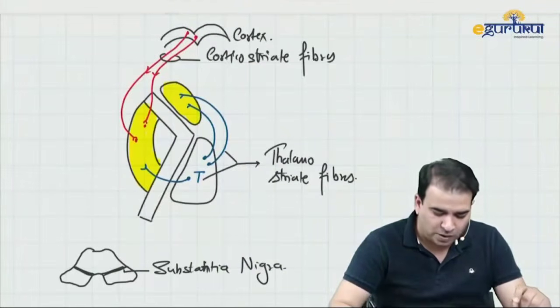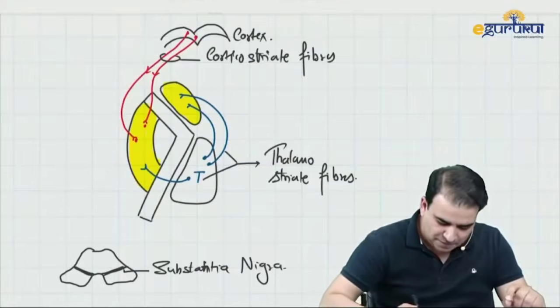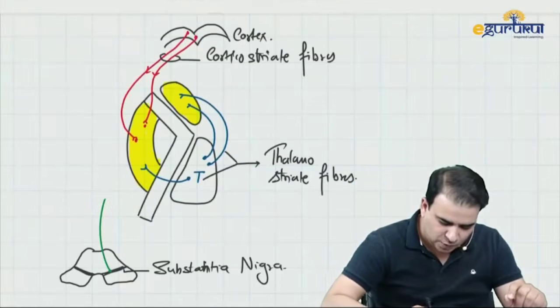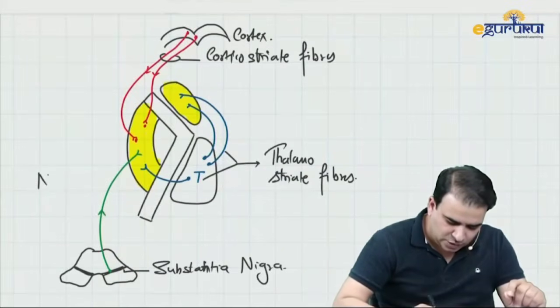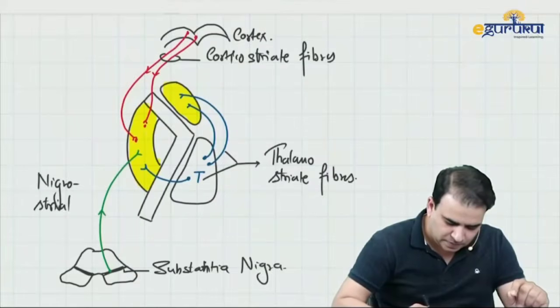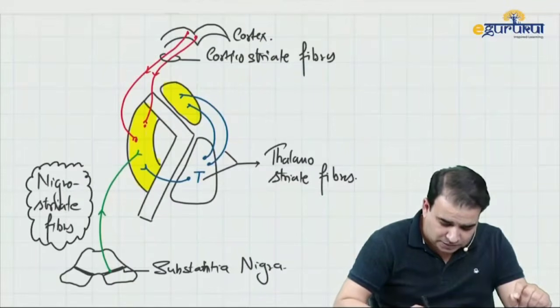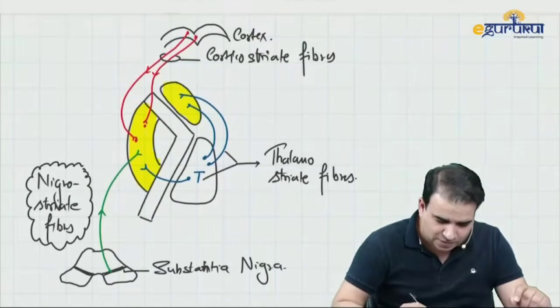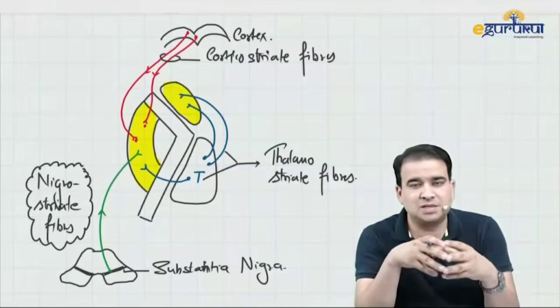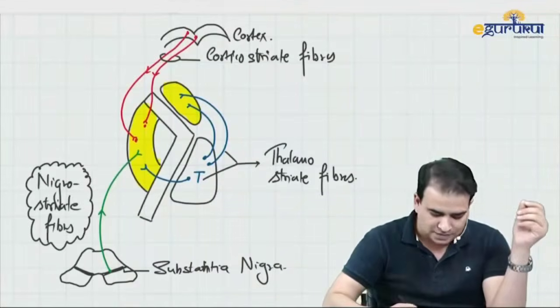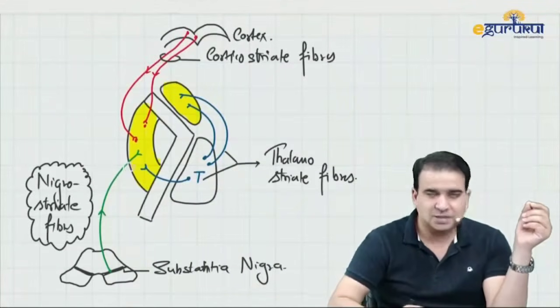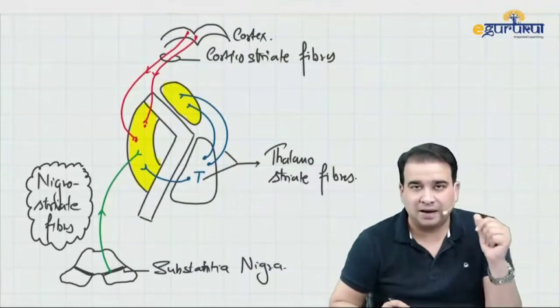And the third afferent, the important one, comes from the substantia nigra and reaches the putamen. This is called the nigrostriatal pathway, or nigrostriatal fibers. These fibers are important because they carry the dopamine which is synthesized in the substantia nigra. So that is the source of the dopamine synthesized in this substantia nigra part here.